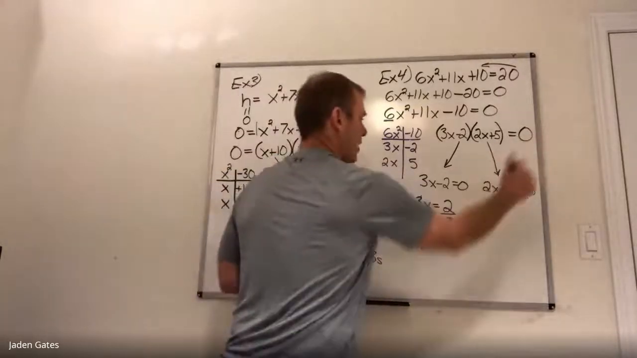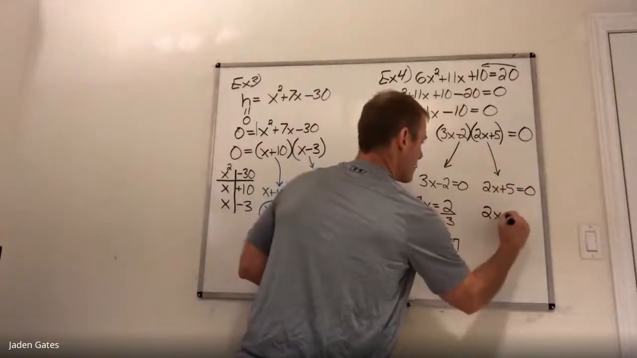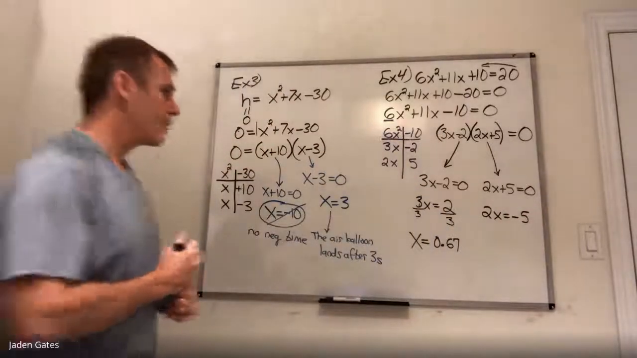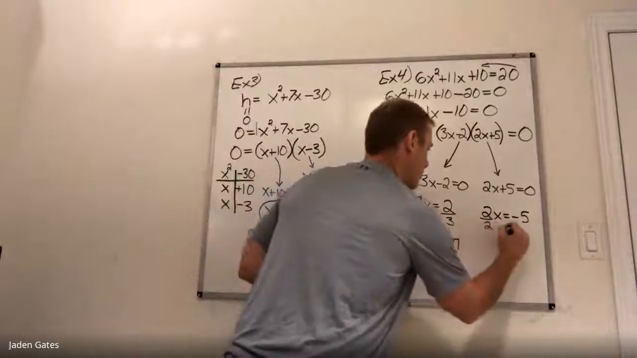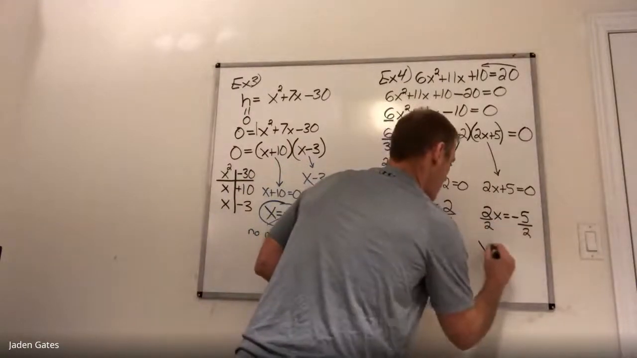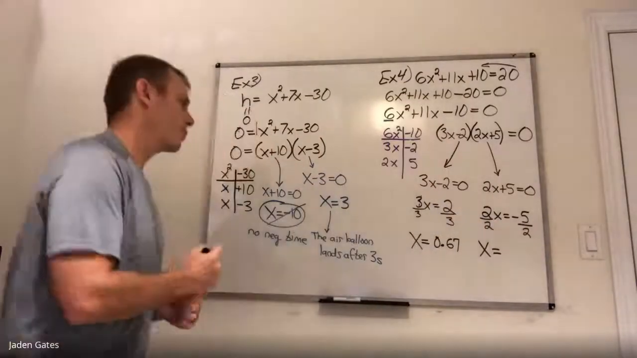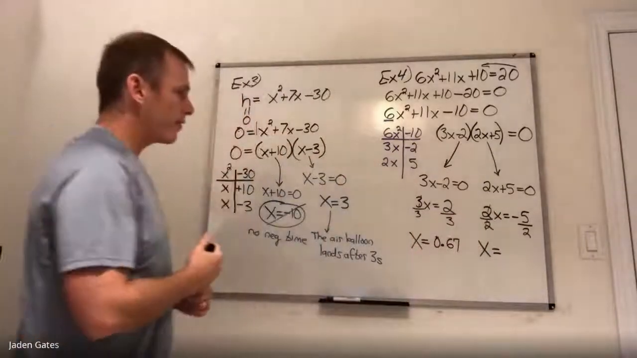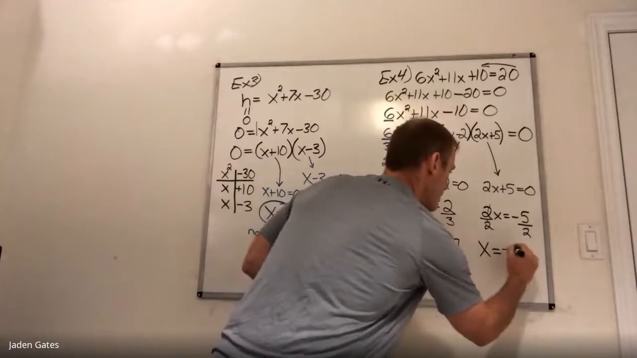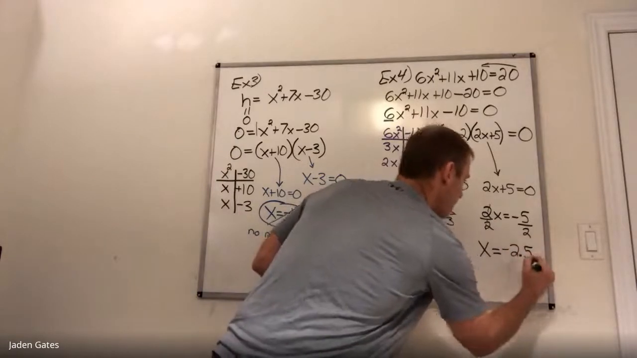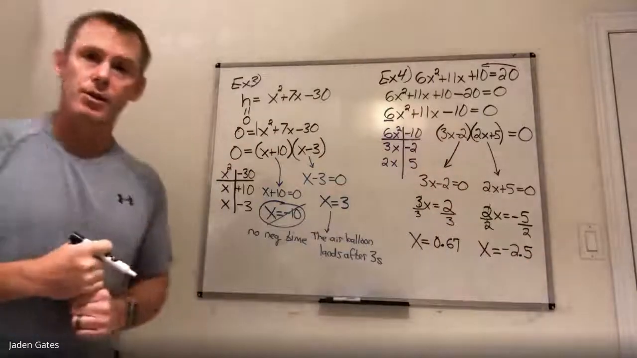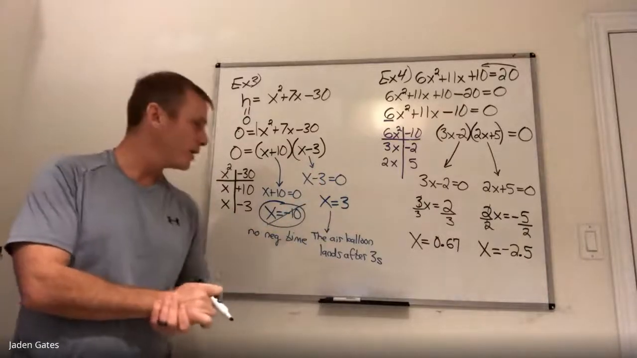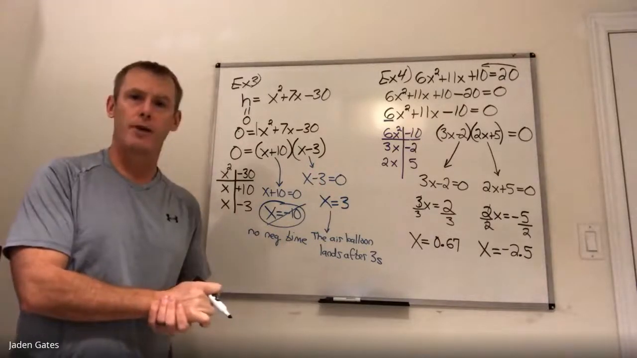So I'm going to move that positive 5 over to the other side. So I have 2x equals negative 5. All right, and again, divide by my numerical coefficient. And again, I'll throw this one in as decimal. So those 2's divide each other out, and negative 5 divided by 2 is negative 2.5. And since this isn't a word problem, it's got no applications, I'm just stating my answers. 0.67 and negative 2.5 are my two answers.